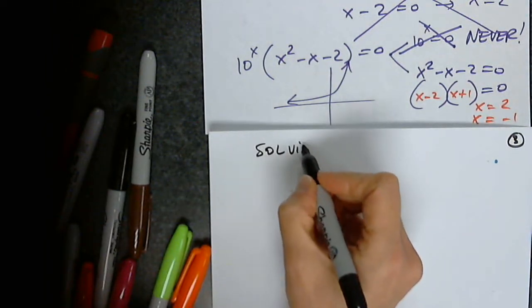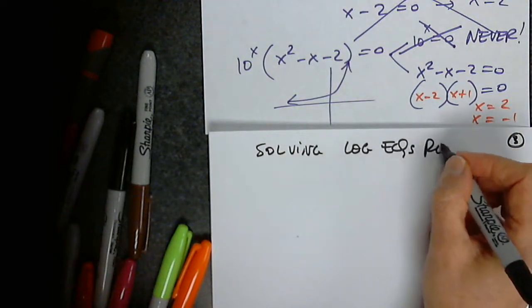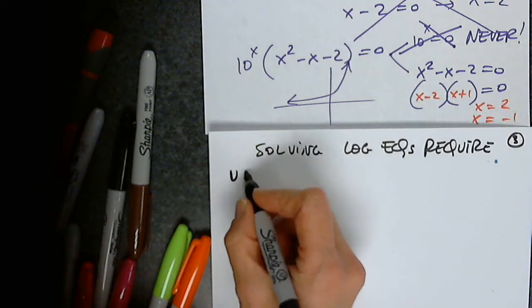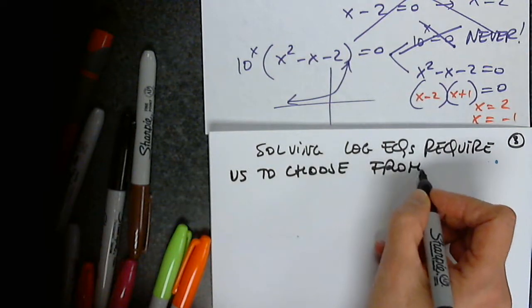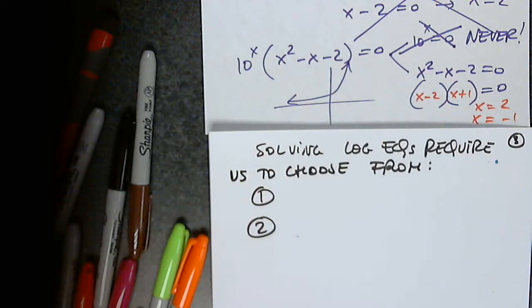So solving log equations requires us to choose from these options. You do not have to be consistent. What I mean by that is you can solve one logarithmic equation using one method and the next one using the other method. You don't have to stick with one particular method forever. But you have to make sure that one or the other is applied in any case.